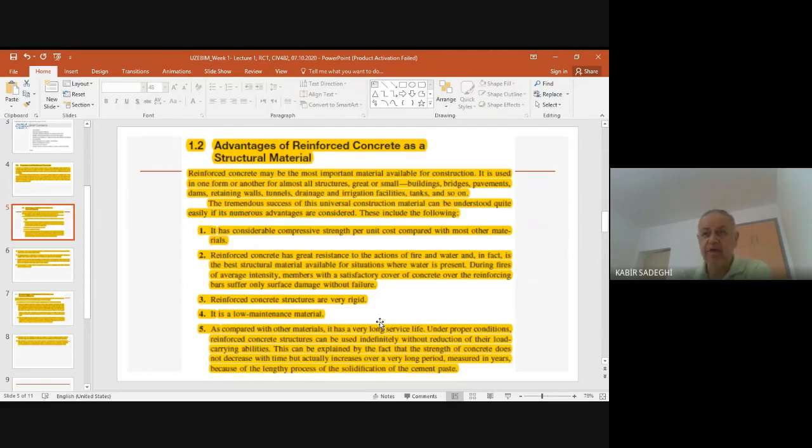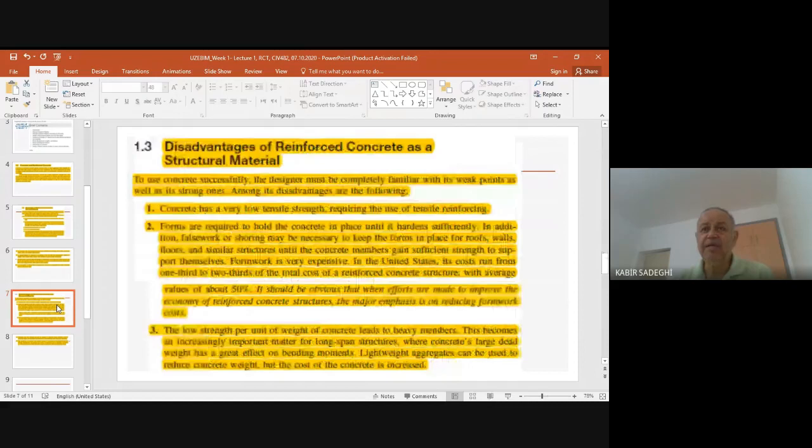First, because it's a cheap material, the sizes of the elements and members are bigger. In a steel structure, perhaps you have a 25 by 25 centimeter column, but in concrete it goes to 40 by 40 or 45 by 45. Beams are bigger and the dimensions are bigger. What should we do?